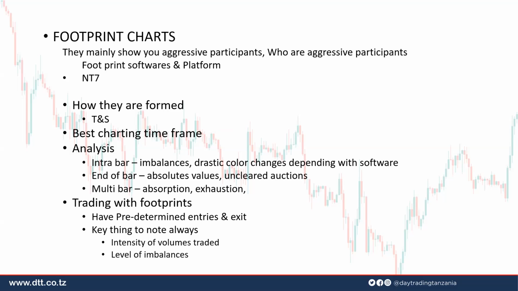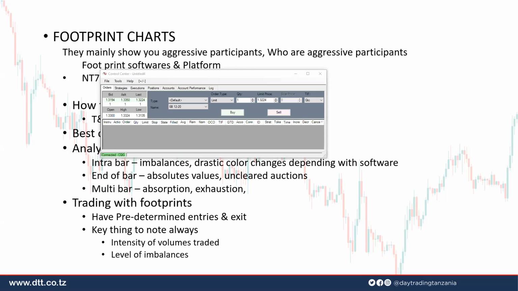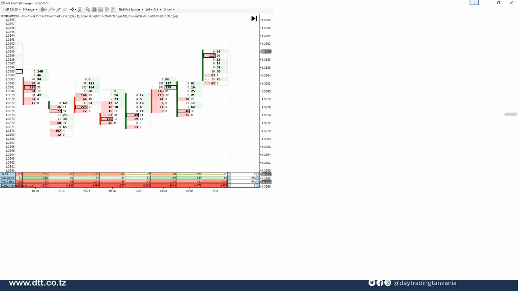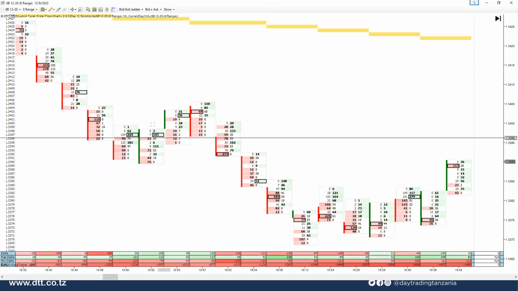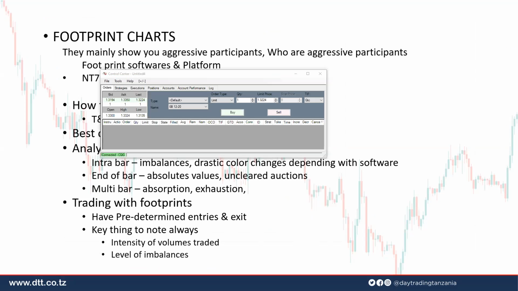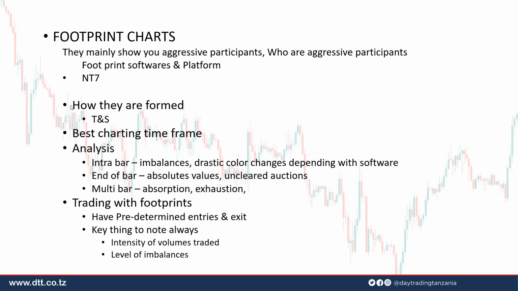So for NT7, I'll just show you my NT7. This is NinjaTrader 7, and this is the Ludwig on NT7. You can just see here, it shows us a bid by ask footprint. Now, we'll get into all the details. I would also like to show you something before we go forward.